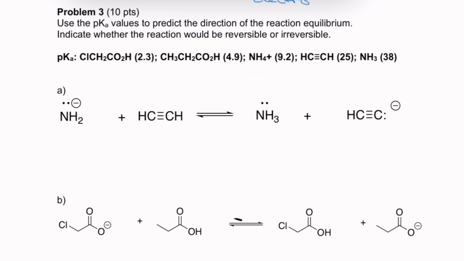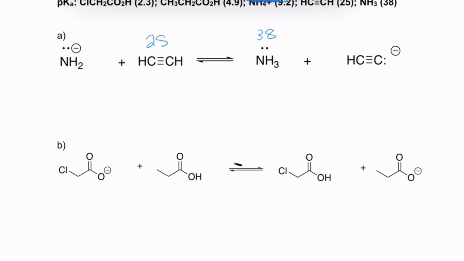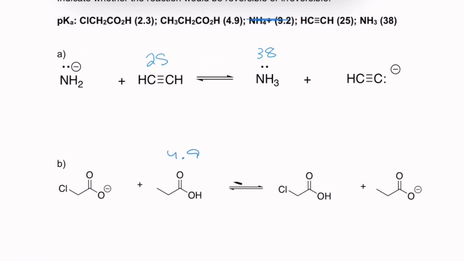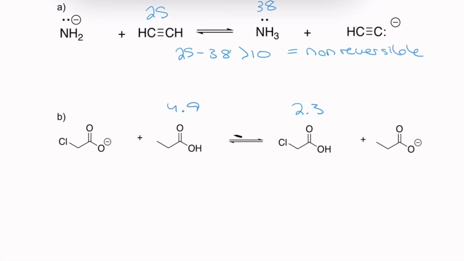Again with pKa, what you do is you just match it up with its corresponding molecule. It gives you it, so for that one it's 38 and 25, and for this one it's 4.9 and 2.3. With pKa's, all you have to do is subtract them, and if it's greater than 10, it's non-reversible. But if it's lower than 10, it is.